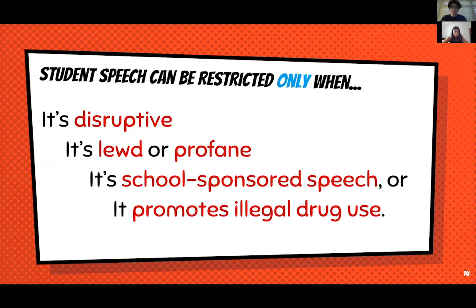So when can you be prevented from doing this? We talked about interrupting class time, but your speech can also be restricted when it's ludicrous or profane, and we'll get into a couple of examples of that. It can also be restricted when it's school-sponsored speech, like we talked about with the newspapers and freedom of the press, if it's something the school has paid for, or if it promotes illegal drug use.